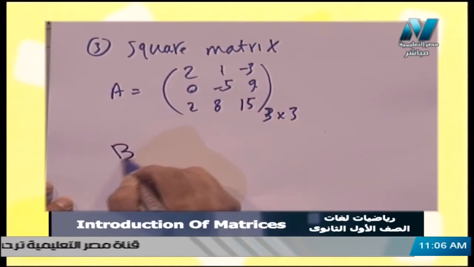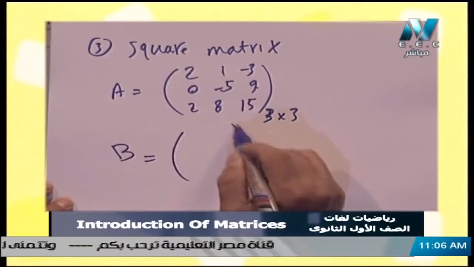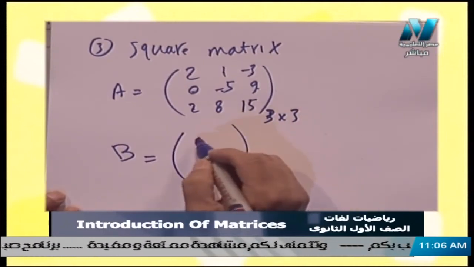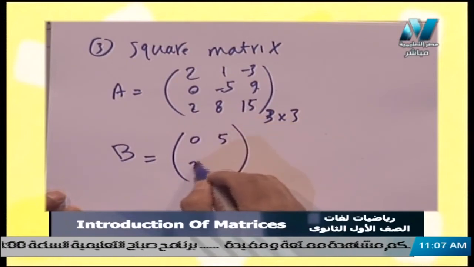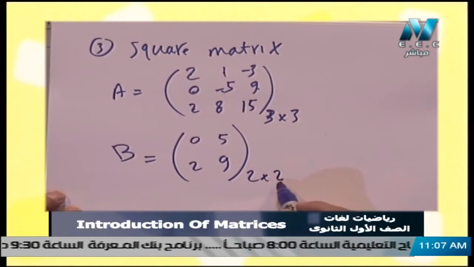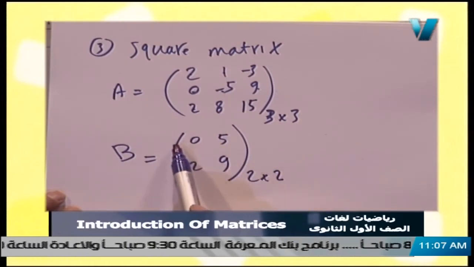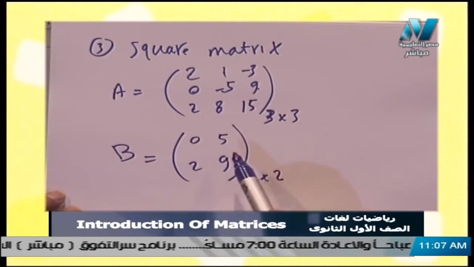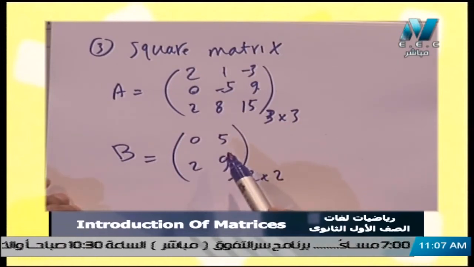We have also another matrix or another square matrix like that. We can say 0, 5, 2, 9. It's a 2 by 2 matrix. Why 2 by 2? Because we have only 2 rows and 2 columns. Okay?